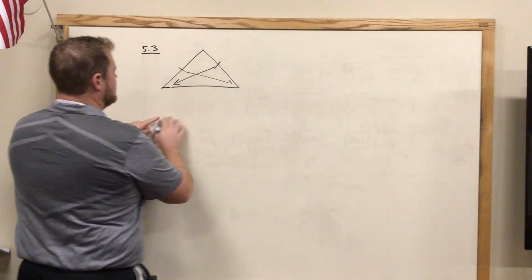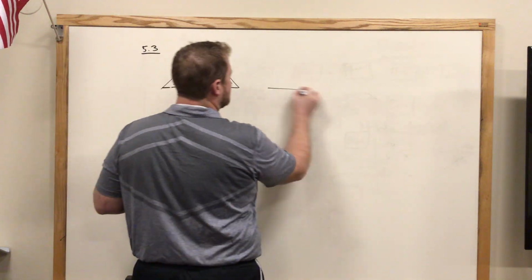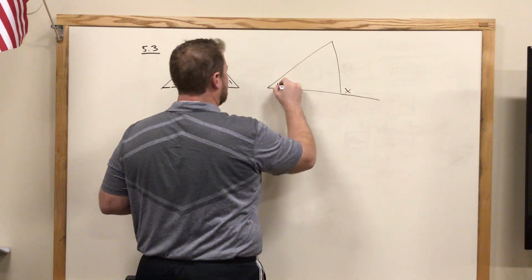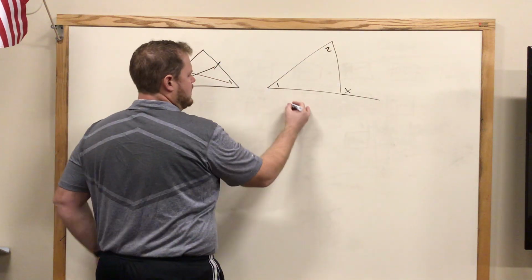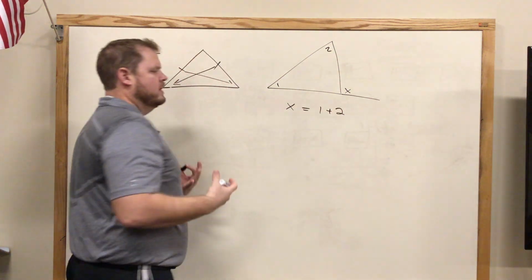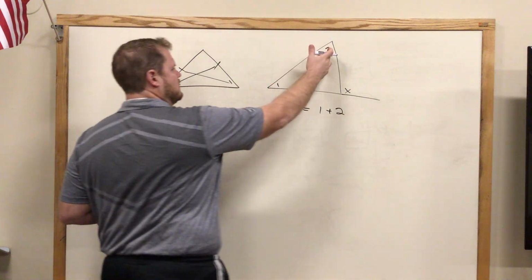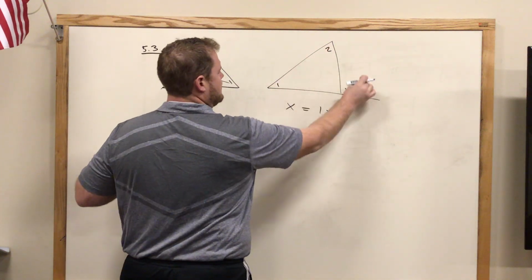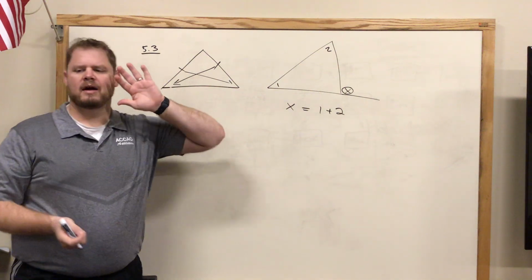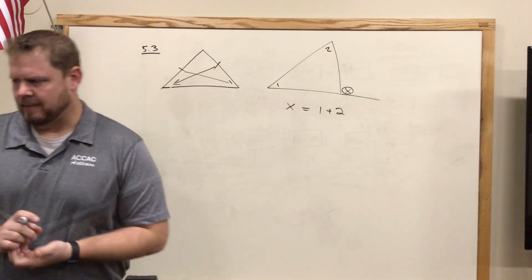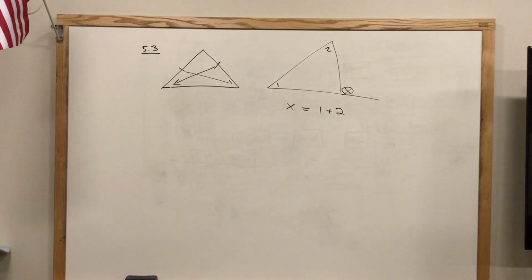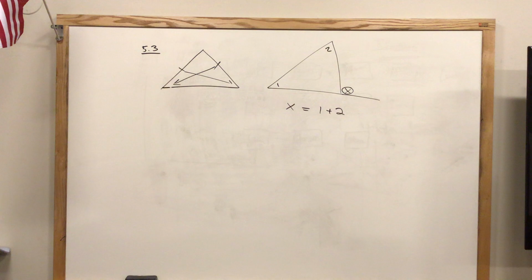The next part of the lesson talks about remote interior. If you recall, when we learned remote interior, we learned that x is equal to 1 plus 2. We learned that these two angles, the remote interior angles, are going to be equal to the exterior angle. These are things that you have learned in the last chapter, chapter 4. Today in chapter 5, we're going to learn some more things that we can interpret and use.